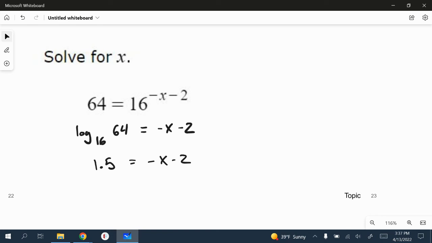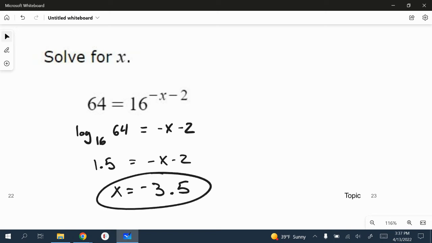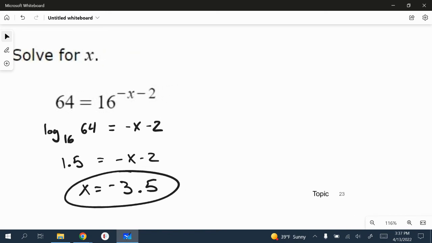And now we're just solving for x, and I think you guys can do that. So if you solve for x, you should be able to get negative 3.5, I think, for your final answer, which again, you should plug in just to make sure. But yeah, I think that's the answer.